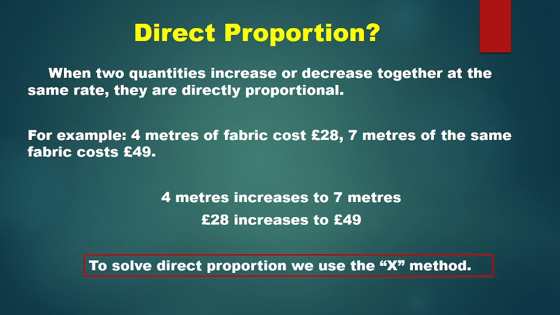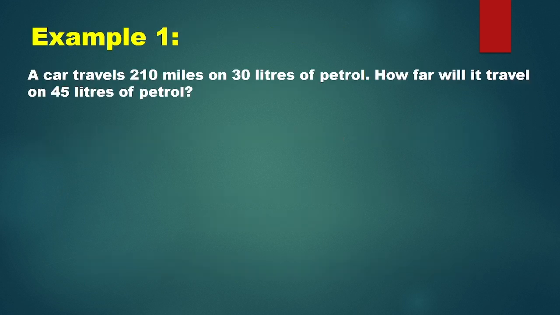Now, to solve direct proportion, we use the X method. I'll take an example so I can explain this better. Example 1. A car travels 210 miles on 30 liters of petrol. How far will it travel on 45 liters of petrol? To solve this question, we'll first of all identify if the question is direct or inverse proportion.